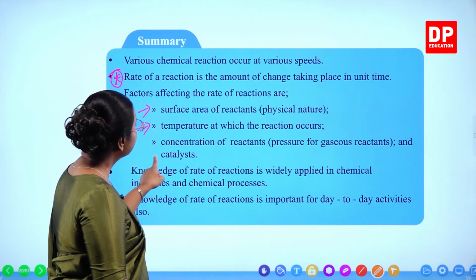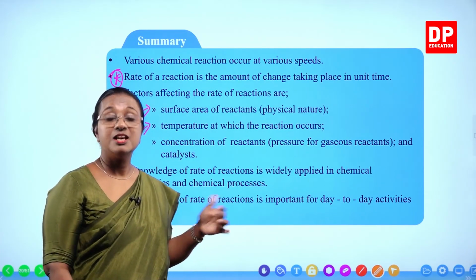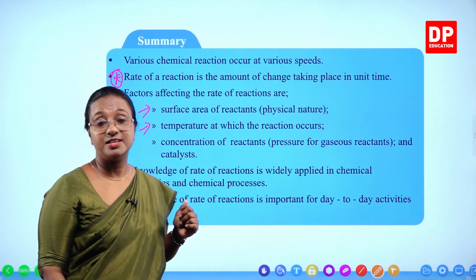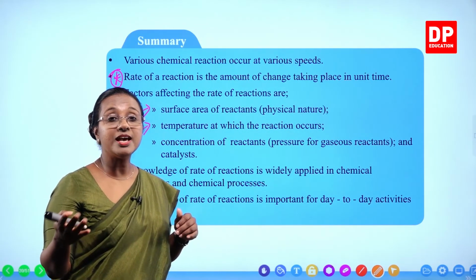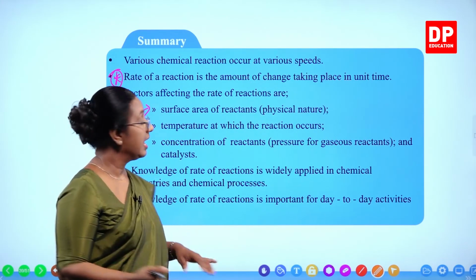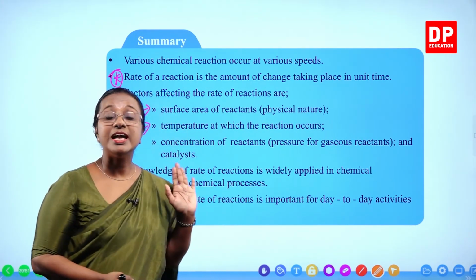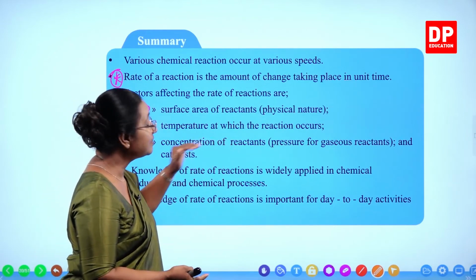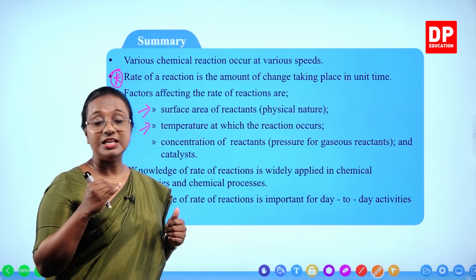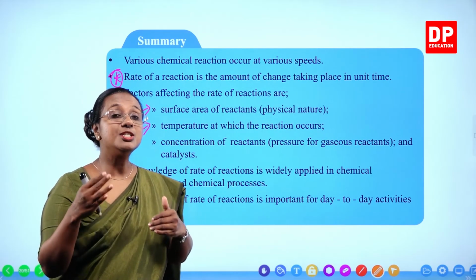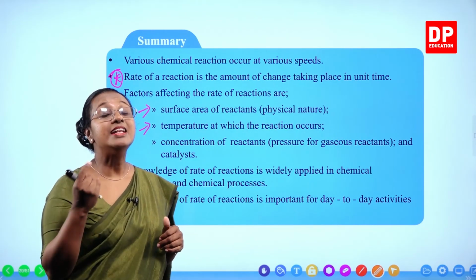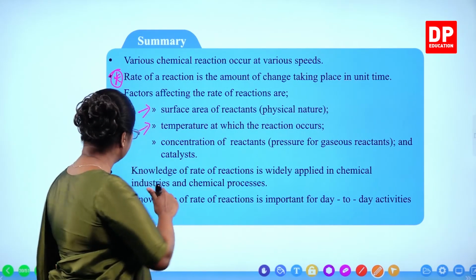Then the next one, concentration of reactants. For that, we looked at the reaction of magnesium with hydrochloric acid. If you take more hydrochloric acid, more concentration, then the rate of reaction is high. And in all these, you were able to understand that when these factors are increased, the number of collisions between the reactants in a unit time increases. That is why the rate of reaction increases.